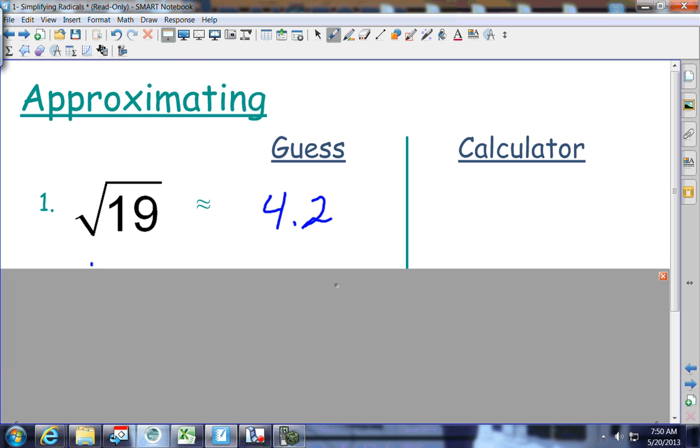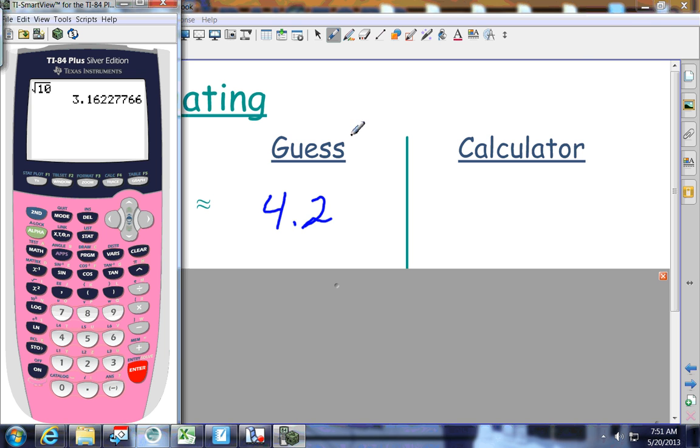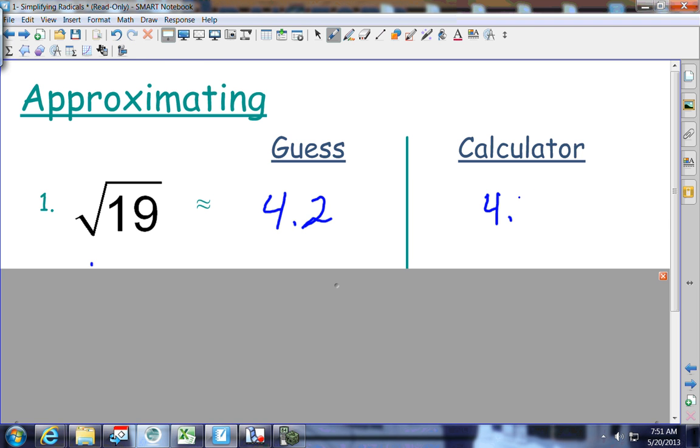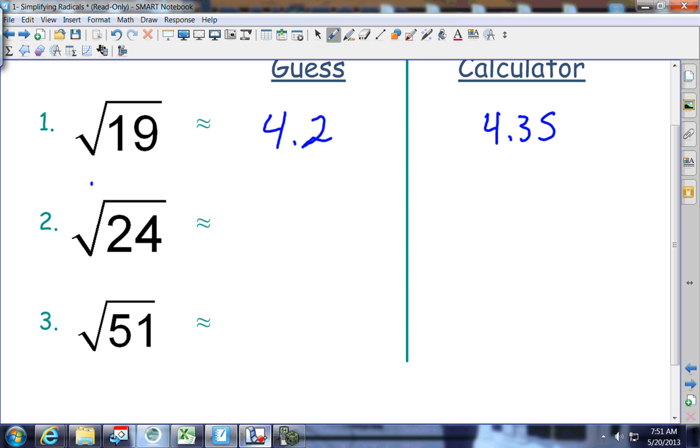So let's try. Let's go to the calculator. Put in there the square root button of, what number was that? 19, sorry. There you go. What did it end up being? Yeah, 4.3 or 4.35. That'll be just fine. 4.35. Try that on the next two. Let's see how we do.